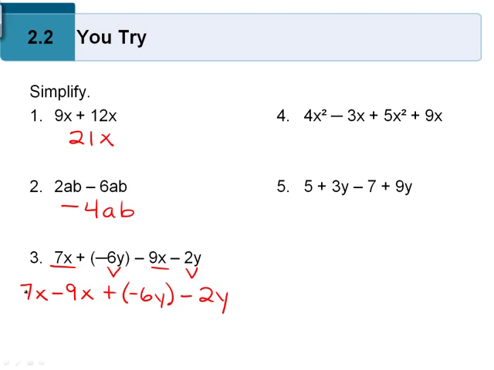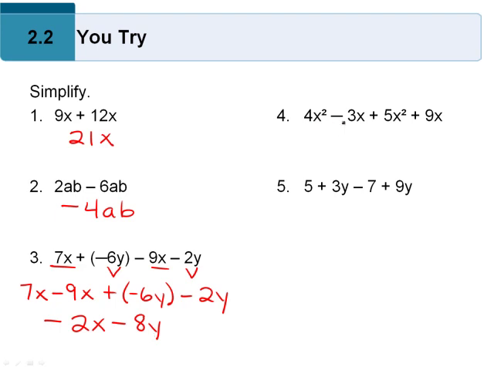So look at your x's, 7 and negative 9. The signs are different, so subtract and keep the sign of the bigger number, would be negative 2x. The variable part stays the same. Look at your y terms, negative 6 and negative 2. The signs are the same, so add and keep the sign, which would be a negative 8y. Now, you have x and y. Those are different, so we're done. Negative 2x minus 8y.